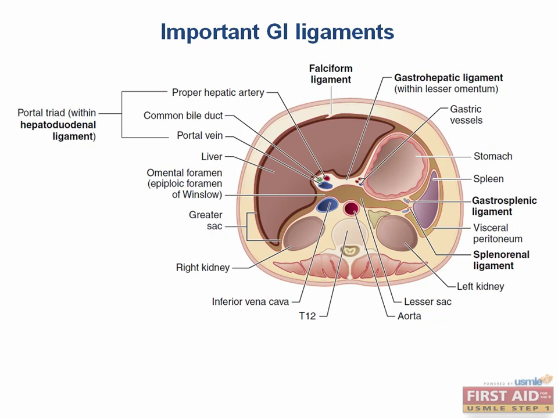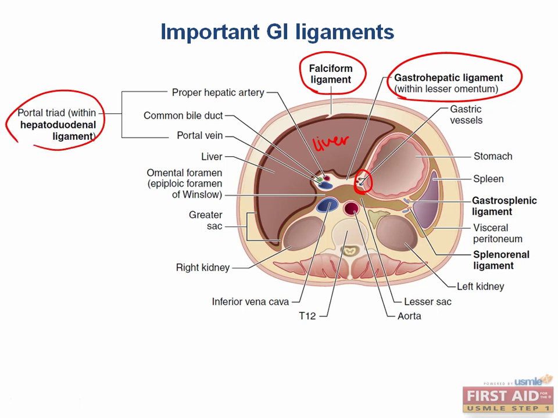Let's go over the picture here. Here we have the falciform ligament, which as you can see is attaching the liver to the abdominal wall. You can see here the gastrohepatic ligament, which connects the liver to the stomach, and these contain the gastric vessels, which are here. The hepatoduodenal ligament, as we discussed before, contains the proper hepatic artery, the common bile duct, and the portal vein.